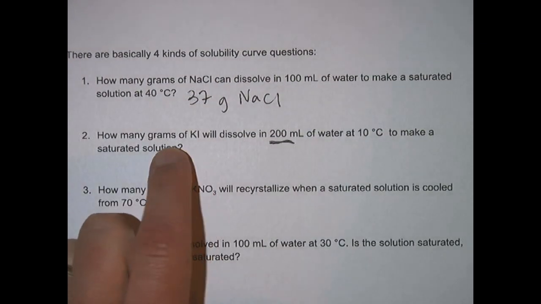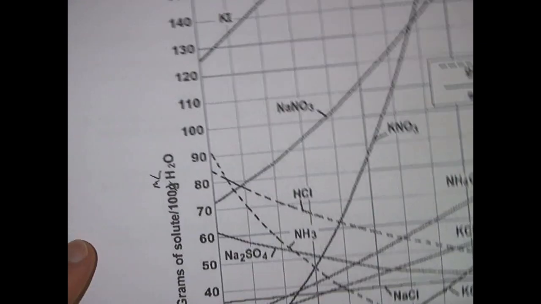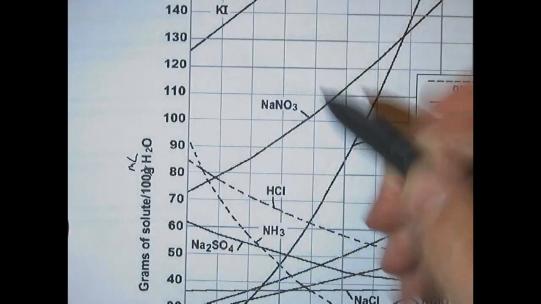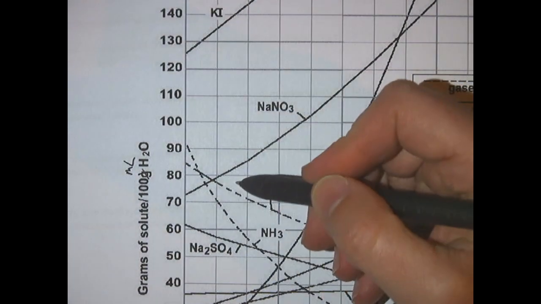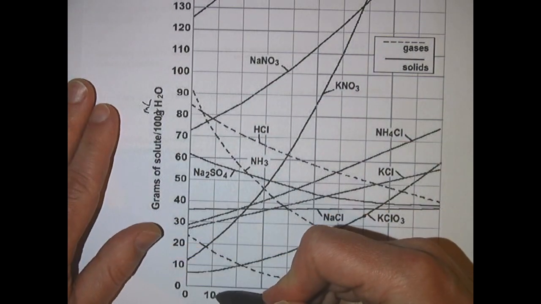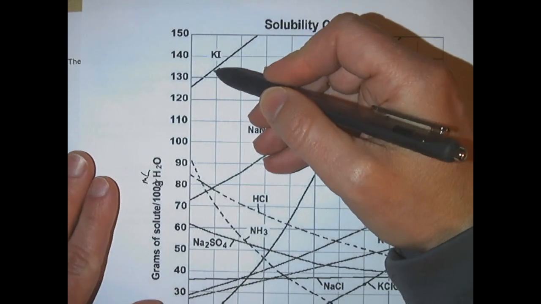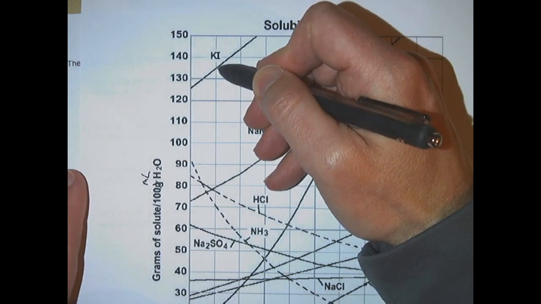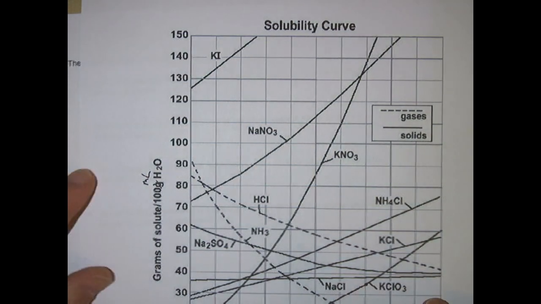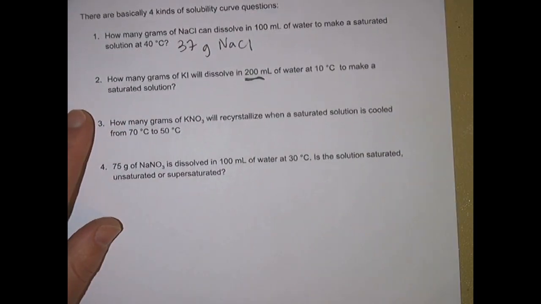So you say potassium iodide at 10 degrees Celsius. Let's find the potassium iodide. Oh, it's way up here. 10 degrees Celsius, potassium iodide, way up top. So follow the 10 up to potassium iodide. That's 135 in 100 milliliters of water. You could dissolve 135 grams of potassium iodide.